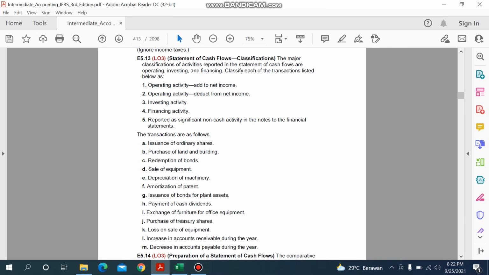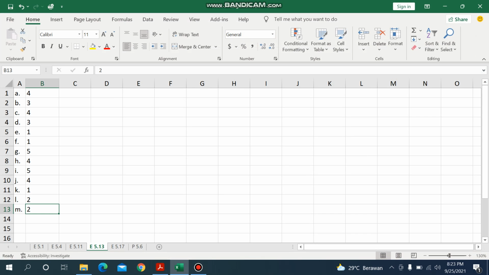And then L, increase in accounts receivable during the year. Remember, if current asset is increased, it must be deducted from the net income, so number 2. Okay, and then M, decrease in accounts payable during the year. Remember, current liabilities, if decreased, you need to deduct it also, so it's also number 2.